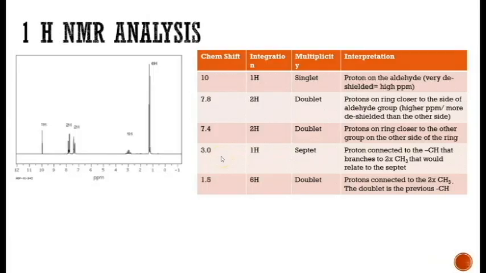So we have the 3.0 area right here. We have one hydrogen there, but it is a septet. So this indicates that it is a proton on a CH that is going to branch into two CH3s. And so that relates to the septet. Two CH3s has 6 hydrogens, making that septet there. And it's a little bit more de-shielded because it's close to those two groups. Then all the way down at 1.5, we have the 6 hydrogens on those two CH3s. So now we can picture what it actually is when we move on.